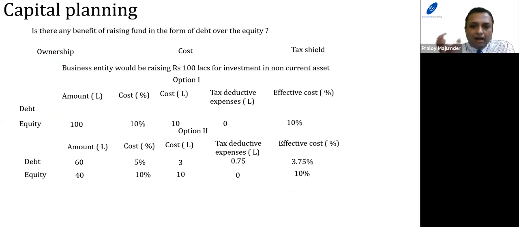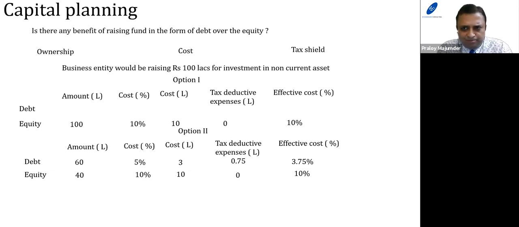Next, let us look at something called tax shield. Now in the case of debt, please note there's a slight deviation here. I am bringing in a new concept called tax shield. What is tax shield? If an entity is raising funds in the form of debt or in the form of equity, does the entity get some benefit by preferring a particular mode? Let me explain it. Is there any benefit of raising the fund in the form of debt over equity? Now, what is the benefit?